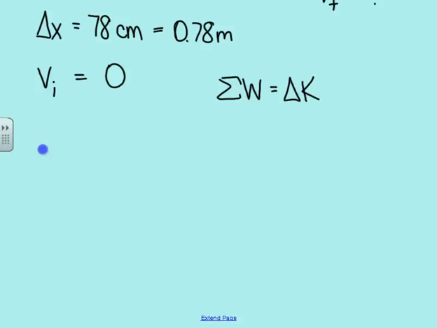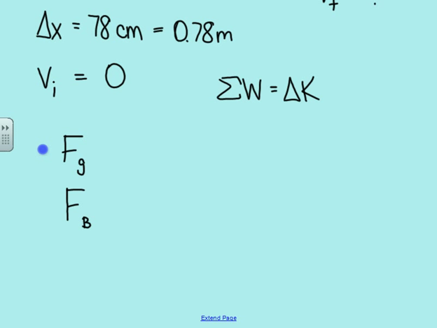So let's ask ourselves how many forces are acting on the arrow while it is in contact with the bow. Well, we know that there is a force of gravity acting on the arrow. We also know that there is a force from the bow acting on the arrow. Those are the only things that are touching this arrow at that point in time.